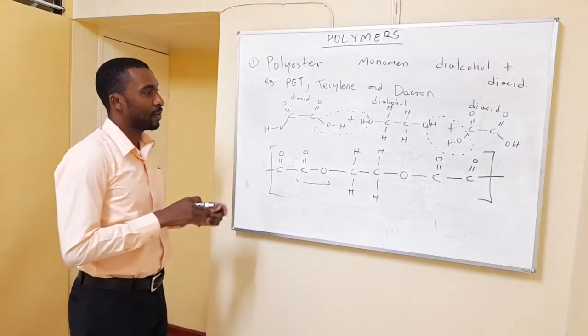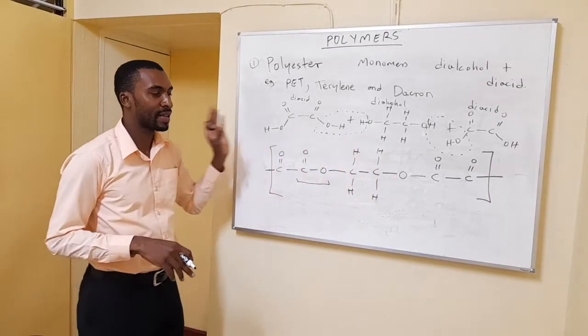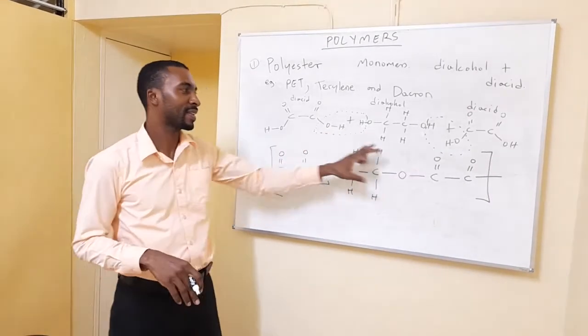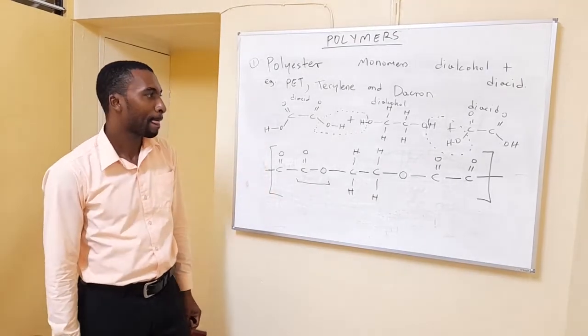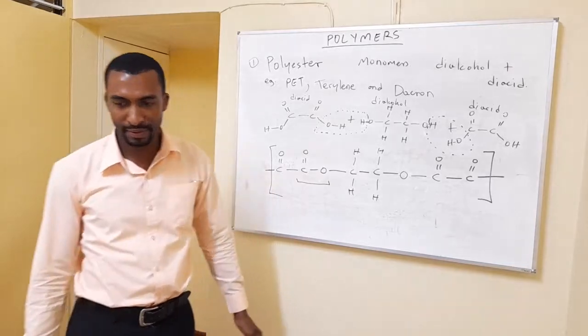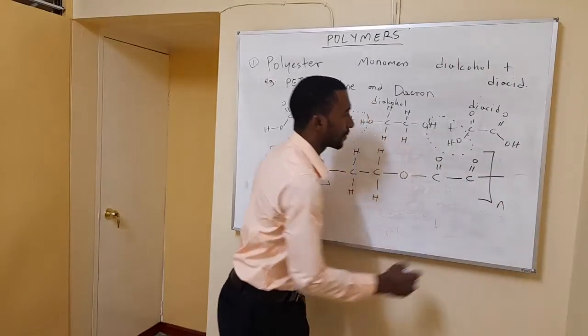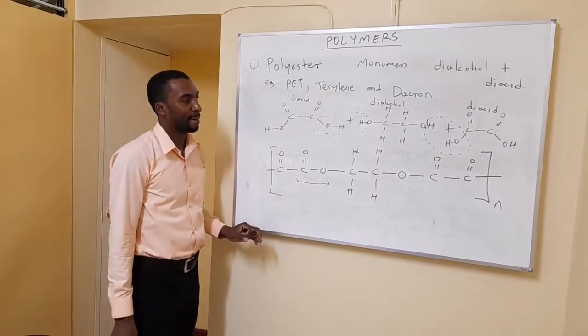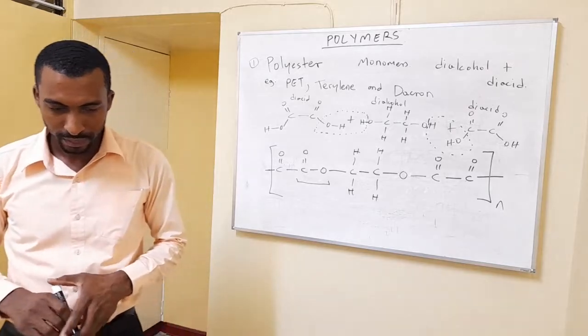However, as I said before, when you're doing condensation polymers, most often they just want you to show 2 repeat units. They don't have to show all of them. You just want to get the idea across.